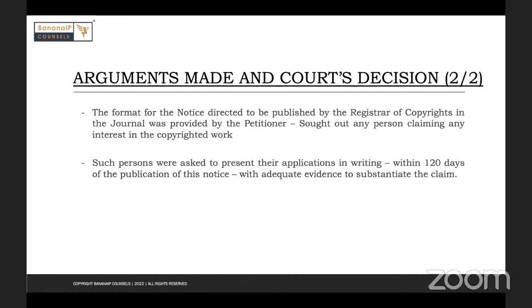The format for the notice, which was to be published by the Registrar of Copyrights in the journal, was provided by the petitioner itself. The notice stated that any person who would claim any interest in the copyrighted work should come forth with a written application within 120 days of the publication of this notice. However, they will also have to submit adequate evidence to substantiate their claim of the interest in the copyrighted work.